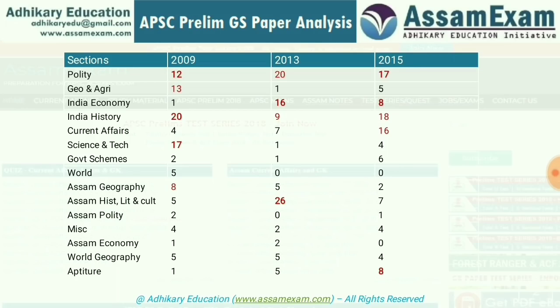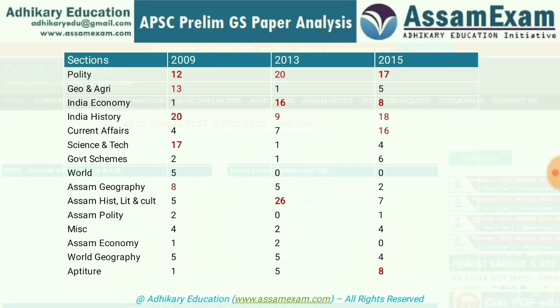Then other sections, you can see science and technology, government schemes, world, all those things are very less. Indian and Assam geography in that year came very less, around 5. Then Assam history, literature, agriculture and culture came to 26. So it is a huge number. You can think of this also as a very important section.